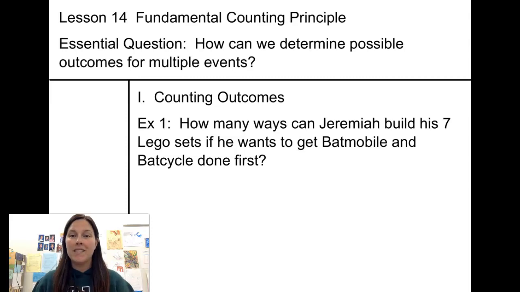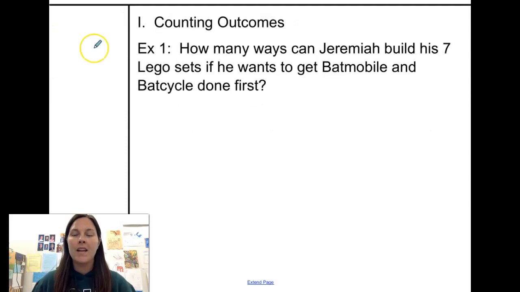All right, as promised, today's lesson is still based on the fundamental counting principle, but it's a little bit more challenging to think about how many options you have for each event. So first of all, my son Jeremiah loves to build Legos, so I had to create this example for him. How many ways can he build his 7 Lego sets if he wants to get Batmobile and Batcycle done first?